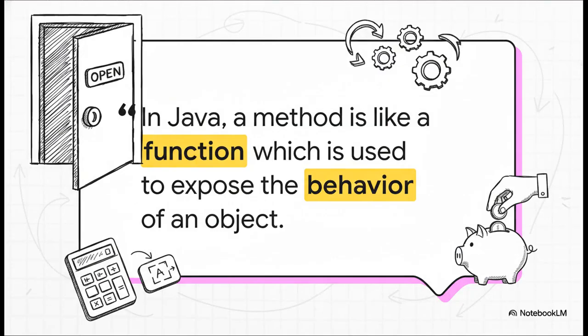This quote really sums it up perfectly. A method is how we let our object show off its behaviors to the rest of the world. It's the open door button. It's the calculate area action. It's the deposit money function. It's how we make our objects come to life and actually do useful stuff.